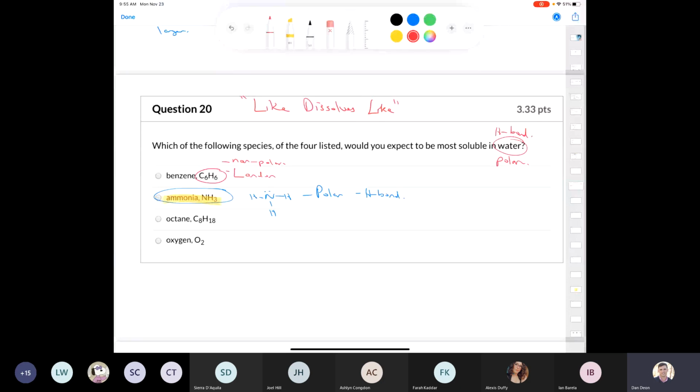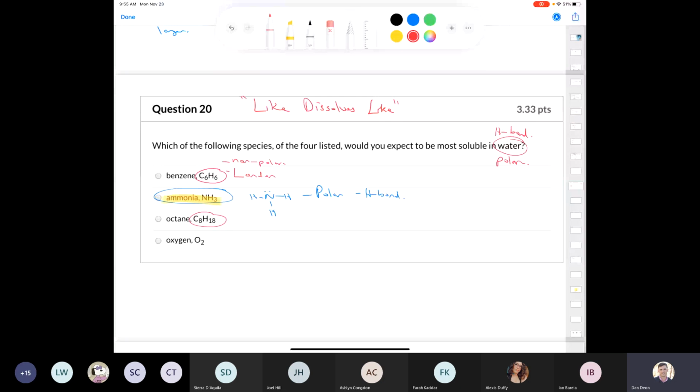If I look at octane, the same reason as the first one. It only contains carbon and hydrogen. It's non-polar. It's only going to have London forces. It's not going to be soluble in water. In fact, if you've ever spilled gasoline on top of a puddle at the gas station, you probably noticed that the gasoline sits on top. It doesn't mix with water. Octane is found in gasoline.